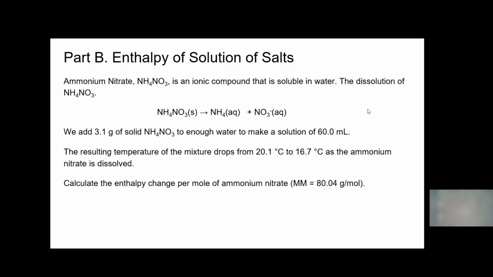So in this case, we have 3.1 grams of solid ammonium nitrate, and we're going to add it to enough water to make a solution of 60 mils. The resulting temperature of the mixture drops from 20.1 to 16.7 degrees. So this temperature went down. That's always a sign of either endothermic or exothermic. And now we're going to calculate the energy per mole for this.